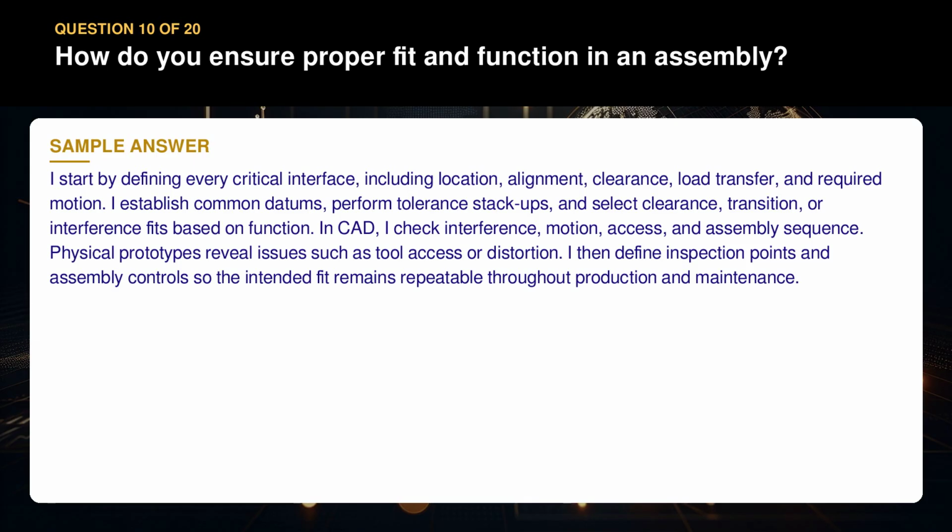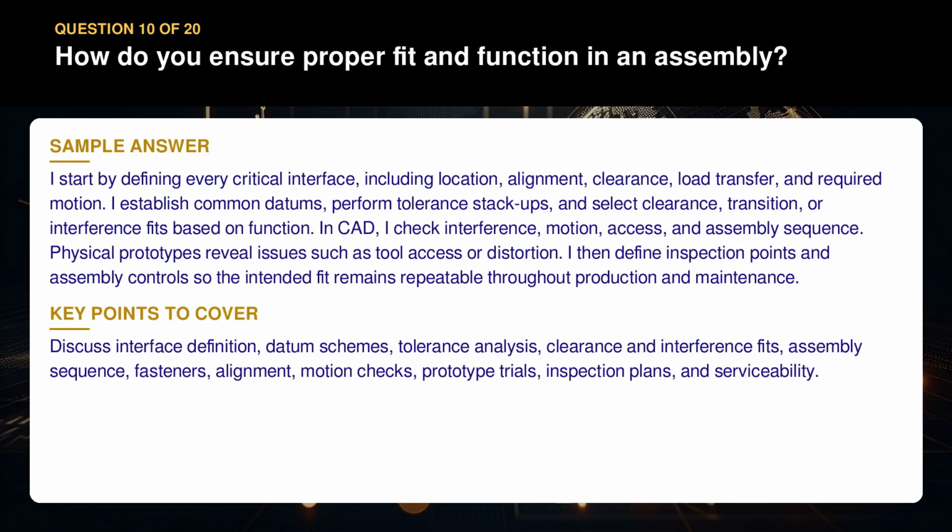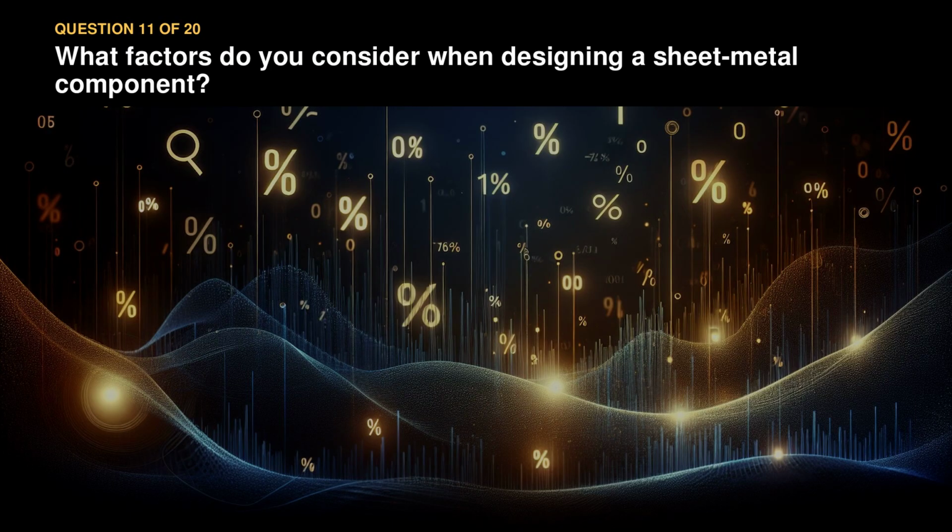In CAD, I check interference, motion, access, and assembly sequence. Physical prototypes reveal issues such as tool access or distortion. I then define inspection points and assembly controls so the intended fit remains repeatable throughout production and maintenance. Discuss interface definition, datum schemes, tolerance analysis, clearance and interference fits, assembly sequence, fasteners, alignment, motion checks, prototype trials, inspection plans, and serviceability.